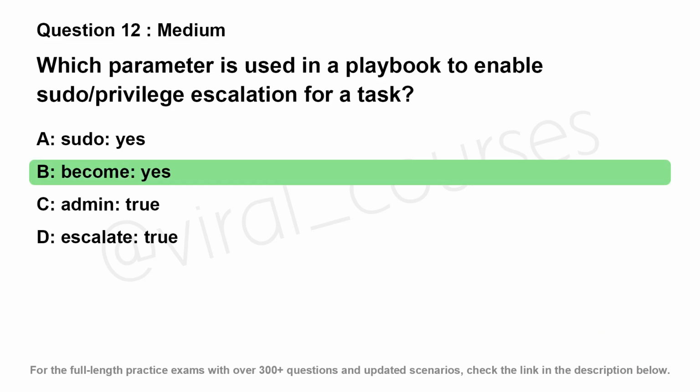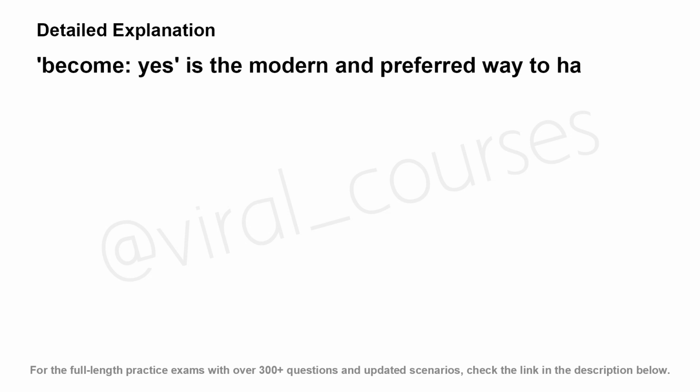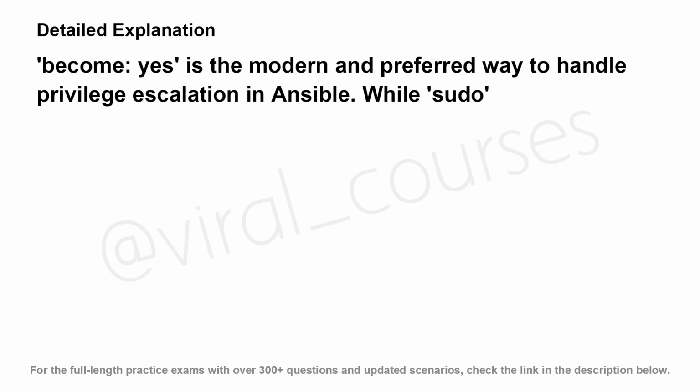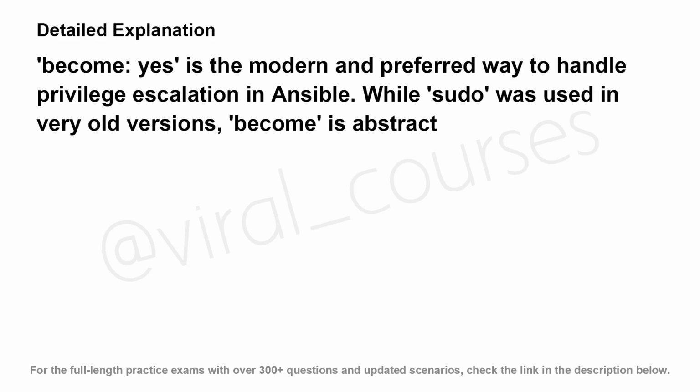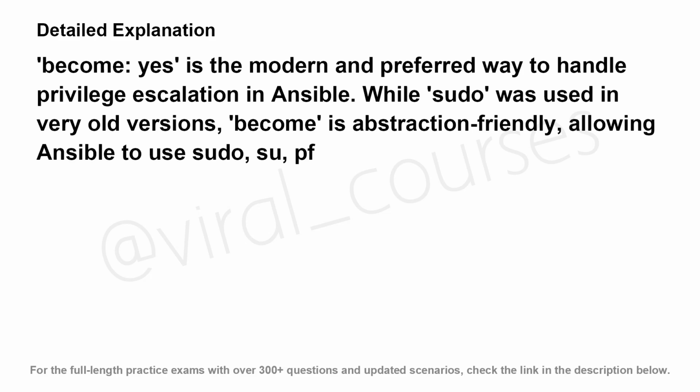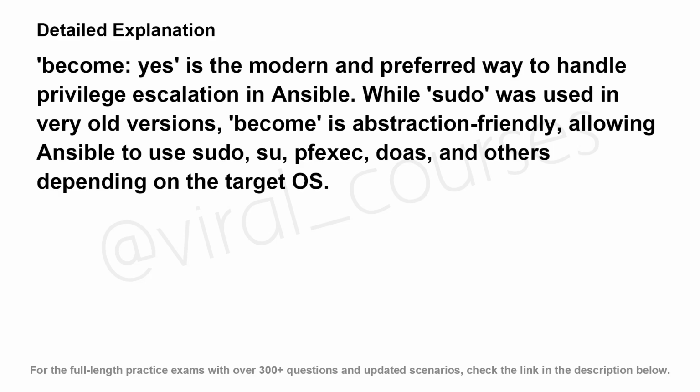The correct answer is B. become: yes is the modern and preferred way to handle privilege escalation in Ansible. While sudo was used in very old versions, become is abstraction-friendly, allowing Ansible to use sudo, su, pfexec, doas, and others depending on the target OS.